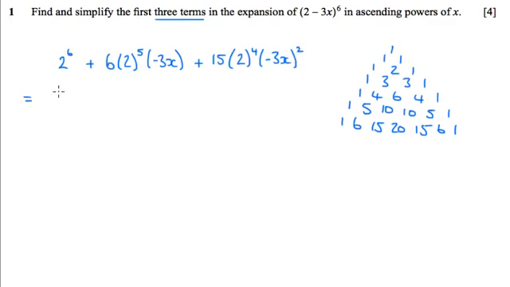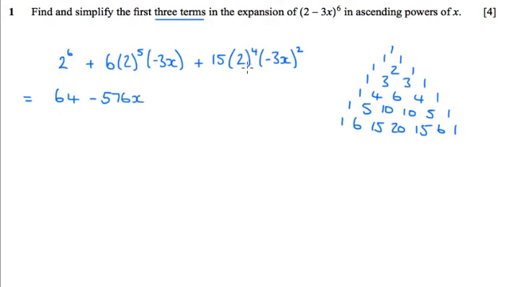2 to the power of 6 is 64. The next term is going to be negative. This negative in the minus 3x is going to be there in the answer. So we're going to get 2 to the power of 5, which is 32, times 6, and times the 3 as well, is going to give me 576.